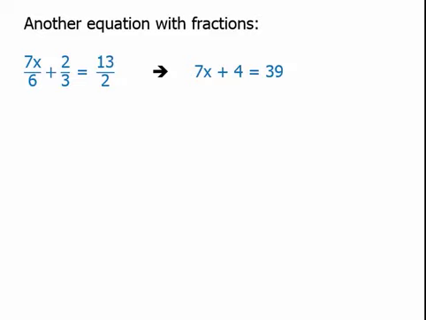So, of course, 7x over 6 times 6, the 6 is canceled, we just get 7x. 2/3 of 6 is 4. And 15/2 times 6, well, the 2's cancel, and we're left with 15 times 3, which is 45. And of course, once we get into this form with the fractions cleared, then it's a very easy equation. We subtract 4, we get 7x equals 35, then we divide by 7, and we're left with x equals 5.